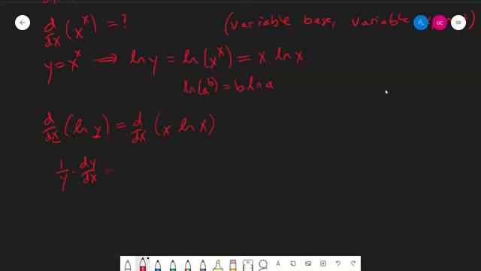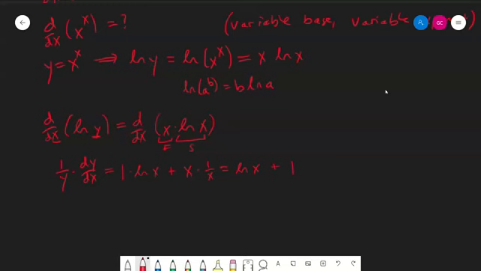On the right-hand side, that's just a product rule problem. I have a first function and a second function. The derivative is the derivative of x, which is 1, times the second function, ln of x, plus keep the first function and multiply by the derivative of the second function. In other words, just ln of x plus 1.